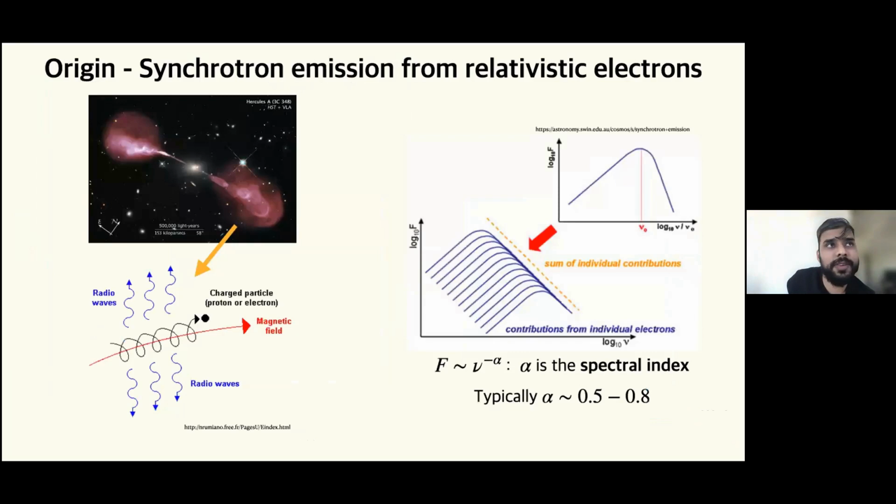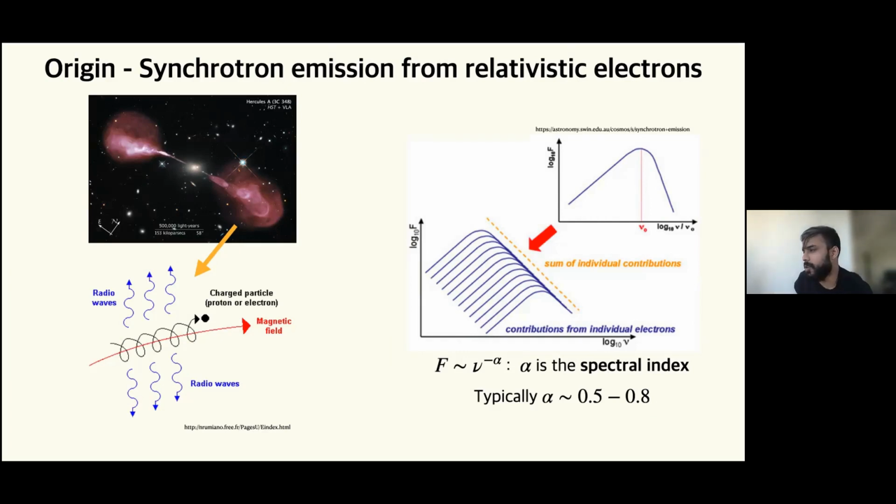What I haven't talked about yet is the origin of the radio emission. So what are the physical processes in these radio galaxies that are causing the radio emission? There are multiple physical processes that make up the complete radio emission we see from these galaxies. Depending on what scale you're looking at, different physical processes are dominant. The one I'm going to talk about, which is most relevant for this talk, is synchrotron emission.